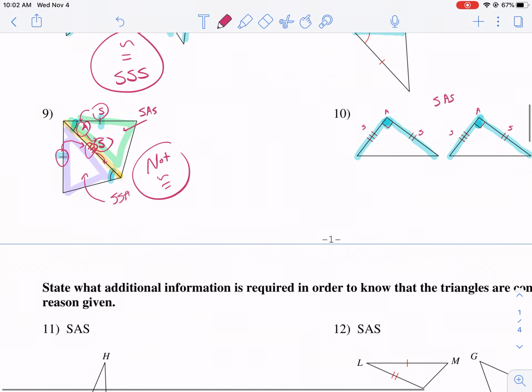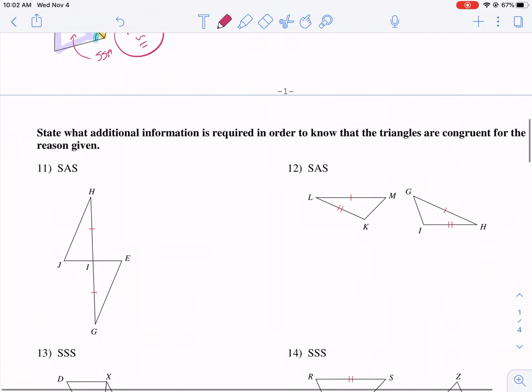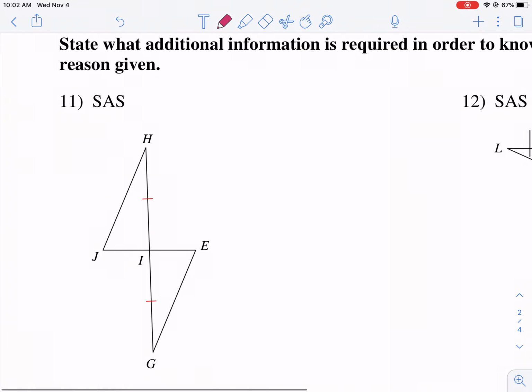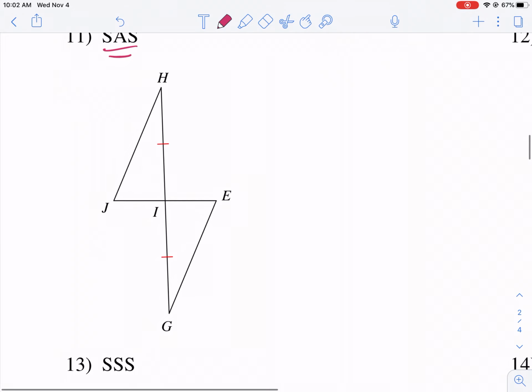Okay, so those ones, number 9 is not congruent. Okay, this part is actually kind of cool. It states what additional information is required in order to know the triangles are congruent for the reason given. So if we want side, angle, side here, we need to make sure that we have an angle and a side in addition to the information it gives us.